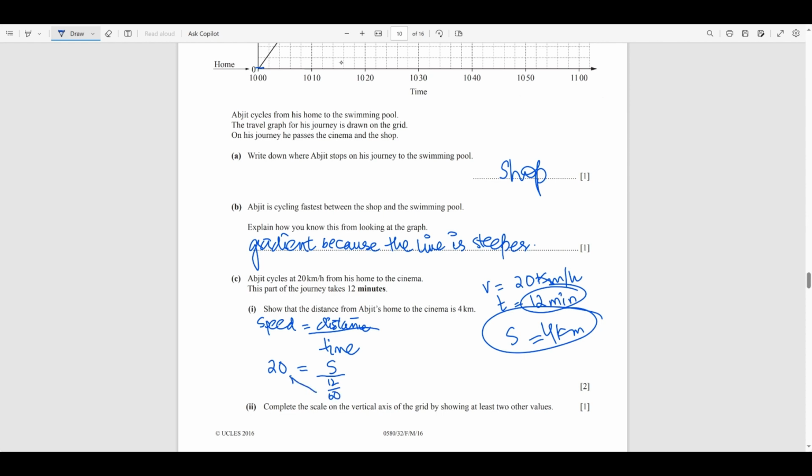So this will go there to multiply. So S is equal to 20 times 12 over 60. So this is 3 and then this is 4. So my distance is 4 kilometers, shown.